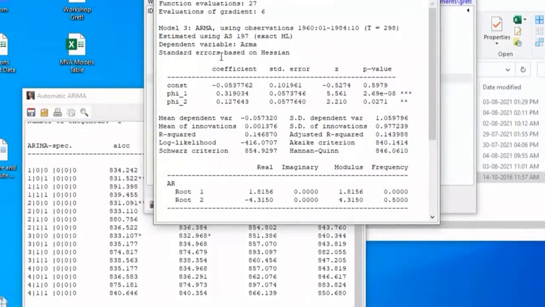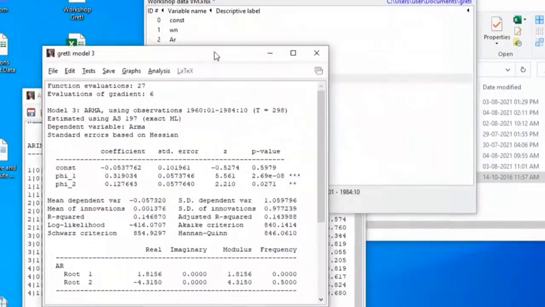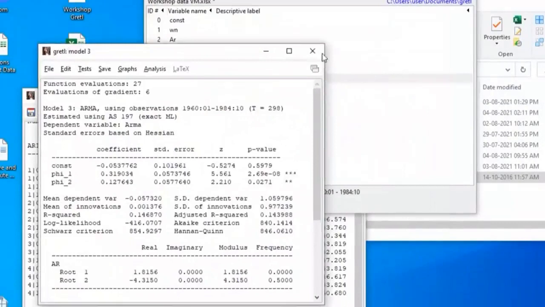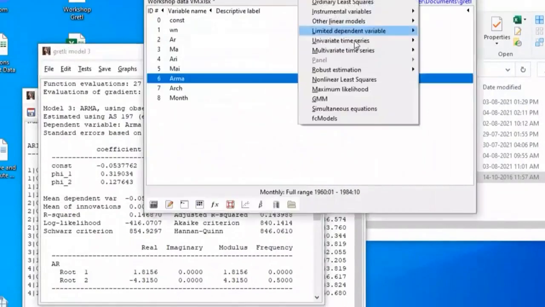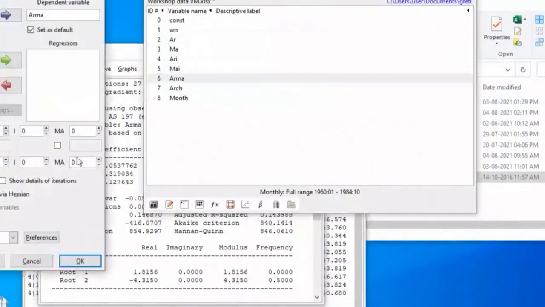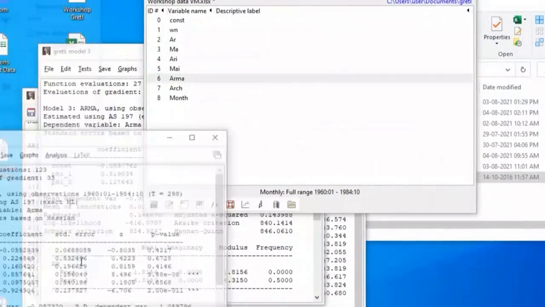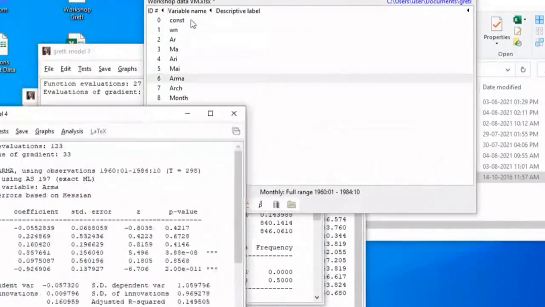Just for illustration, I shall show you this. Okay, we go to Model, Univariate time series, ARIMA, and I am putting this MA 1 just for illustration. And it is seasonal AR1 and seasonal MA1. Okay. And then we are estimating this. Clicking OK. And here we have the results.